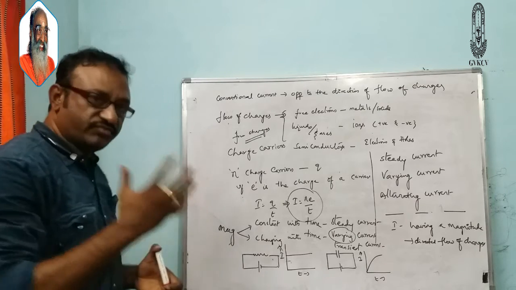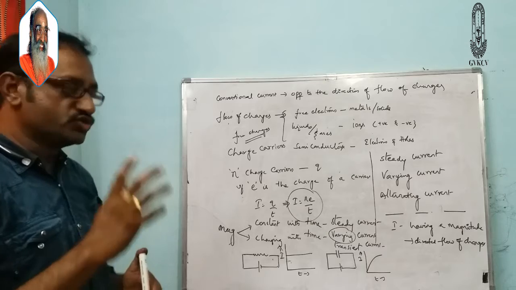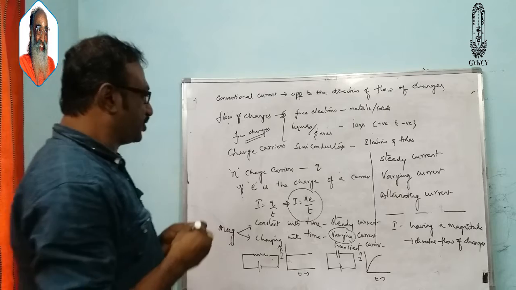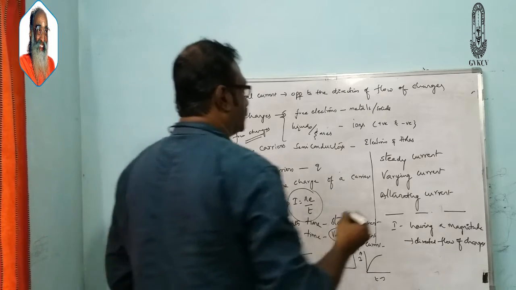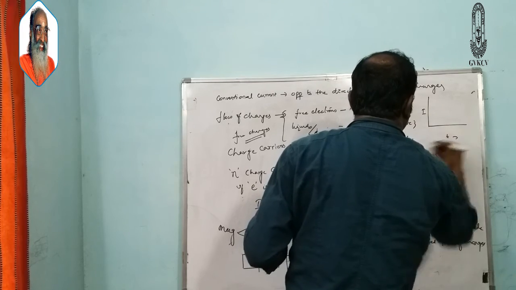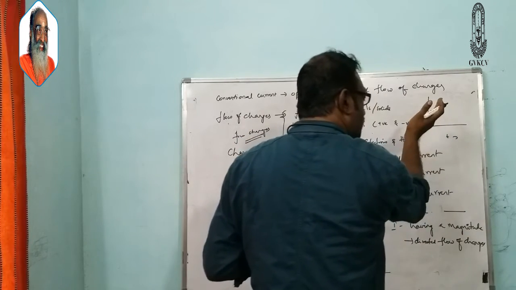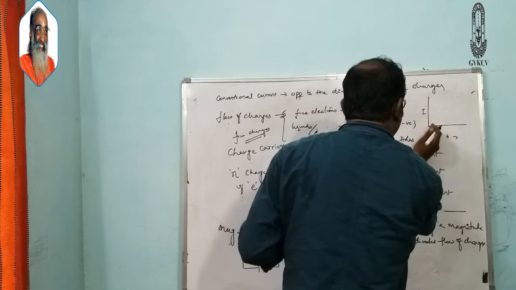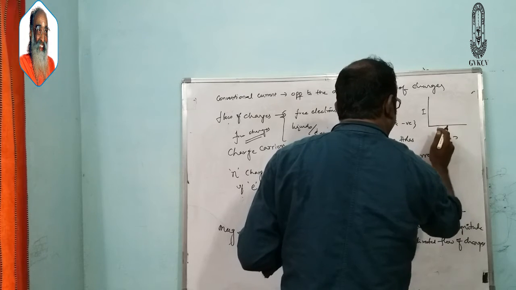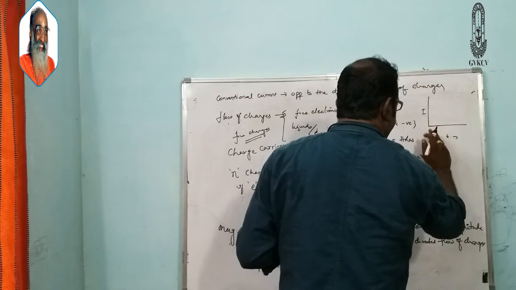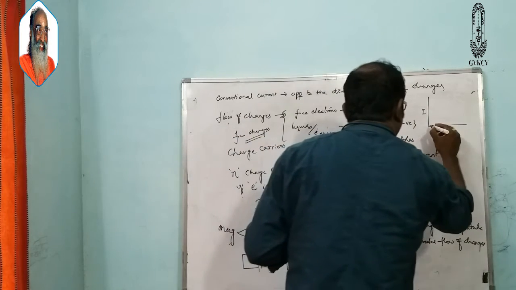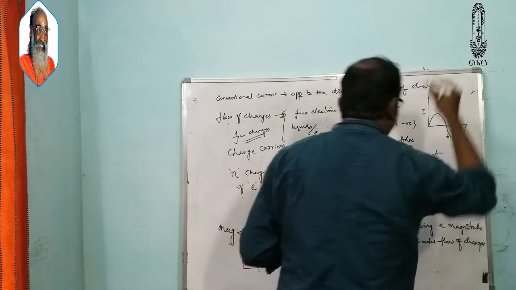So here, if the direction and the magnitude of the current change uniformly with time, then we will be calling the current the alternating current. You just draw a graph like this, I and T. The direction changes and the magnitude changes. The magnitude goes to maximum and minimum, maximum and minimum, maximum and minimum. Once it is in one direction, another time it will be in another direction. We will be calling this the alternating current.